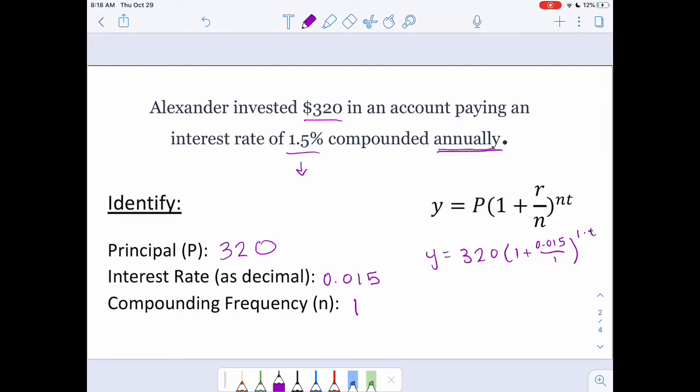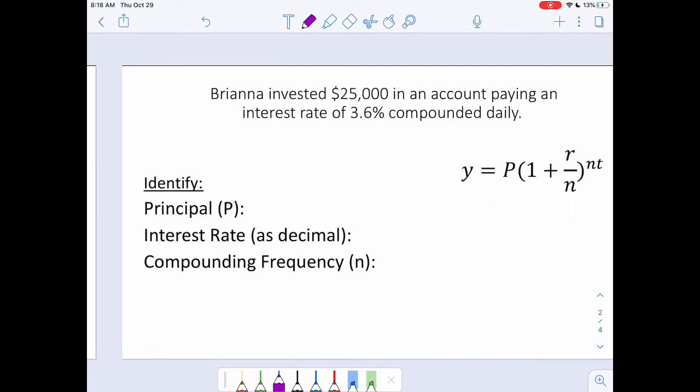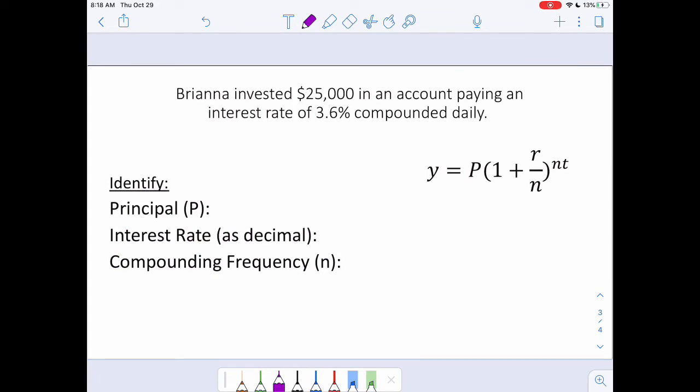If I simplify this one, because anything divided by 1 is just itself, we'll see it looks exactly like the growth and decay equations we were working with before. It just has a growth rate of 1.5%, which is exactly what we wanted. Let's take a look at a second example.